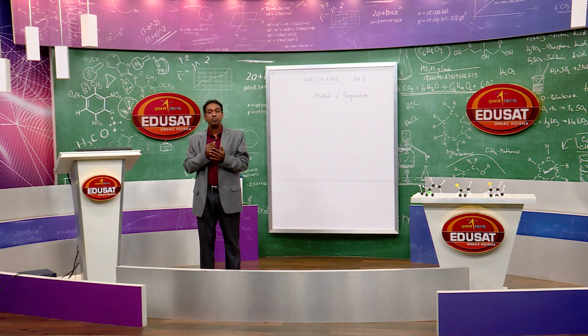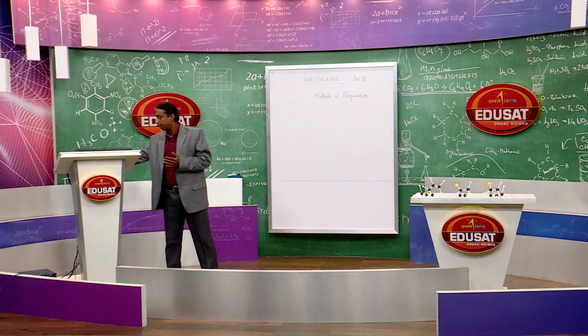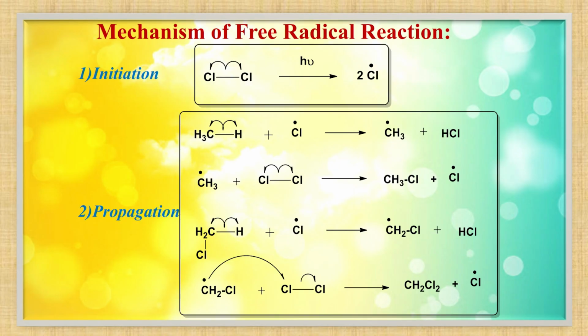Let us move to the mechanism part. This is the mechanism. The mechanism of free radical substitution reaction takes place in three different steps: initiation, then propagation, and then termination. What do you mean by initiation? It means you need a free radical for the reaction to start. This is called initiation. How does it take place?